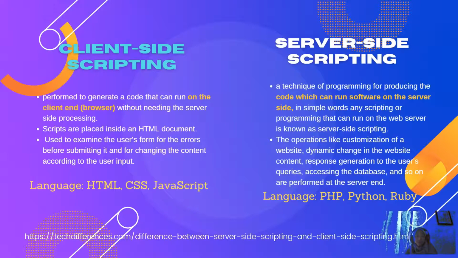Most of the time, for example with JavaScript, you need to have the HTML document, then you put the script inside that. In general, the objective of client side is to examine the user's form for errors before submitting, and to change the content according to the user input. These are the languages that we have for the client side: HTML, CSS, and JavaScript.